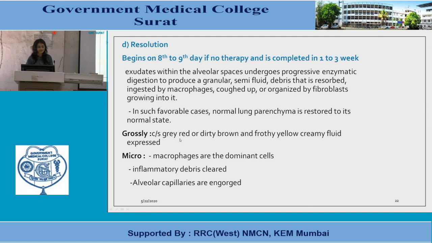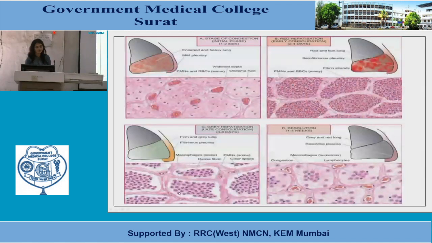Grossly, the lungs are red or dirty brown, and frothy yellowish creamy fluid will be expressed. On histological examination, the macrophages are the predominant cells. All inflammatory debris is cleared, and now the alveolar capillaries are engorged. So these are all 4 stages of lobar pneumonia.